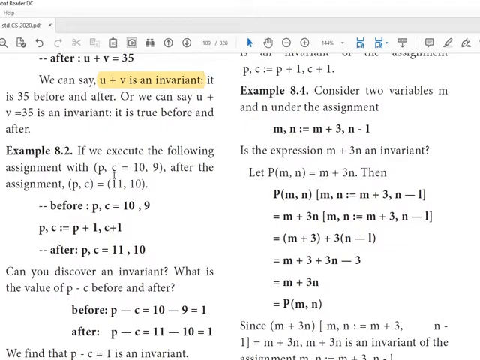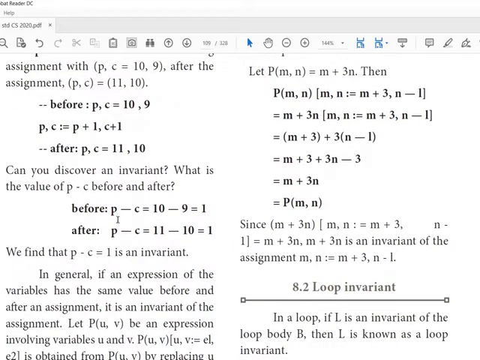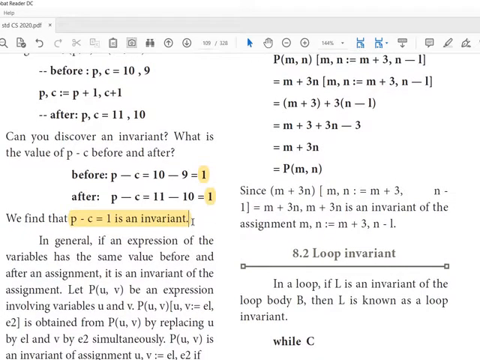See here, p comma c, 10 comma 9. First it is 10 comma 9, then they are increasing the values: p plus 1 and c plus 1. Then it is 11 comma 10. Then they are asking about the statement p minus c. First the values are 10 and 9, so 10 minus 9 is 1, it remains 1. Again it is 11 and 10. Here also the difference is 1, so p minus c equal to 1 is an invariant. It is going to be the same value throughout the execution.